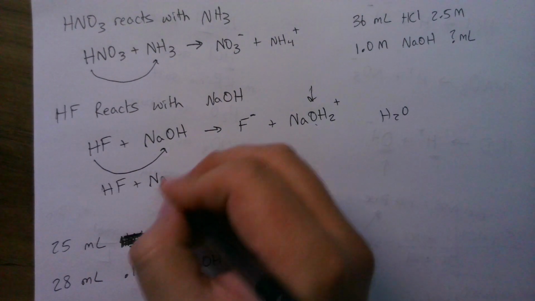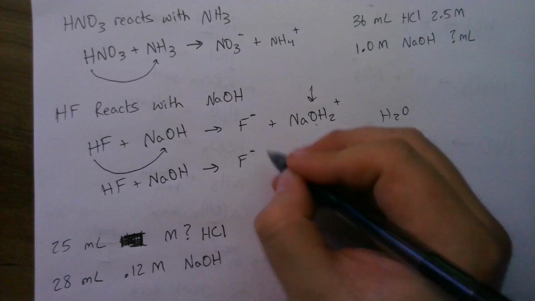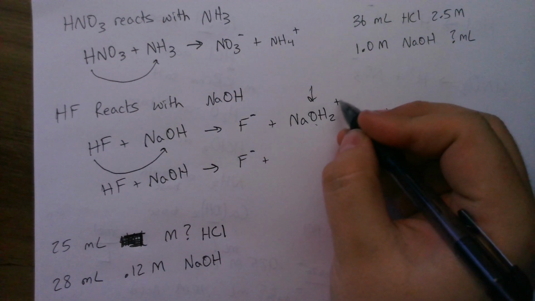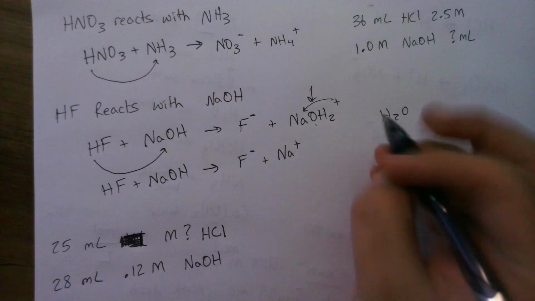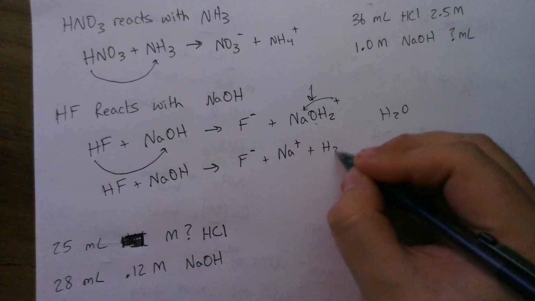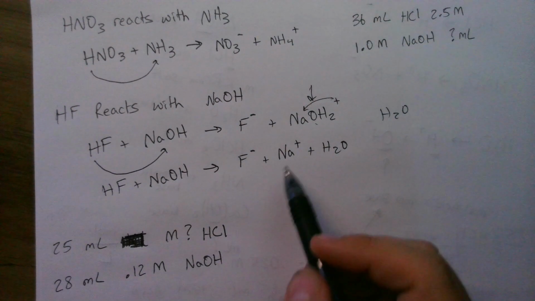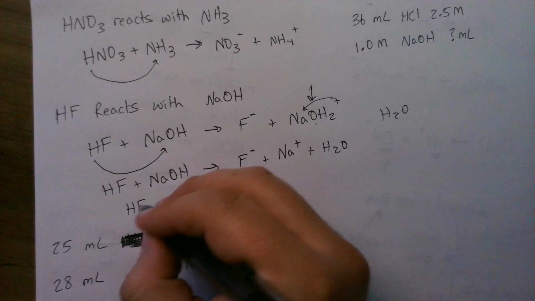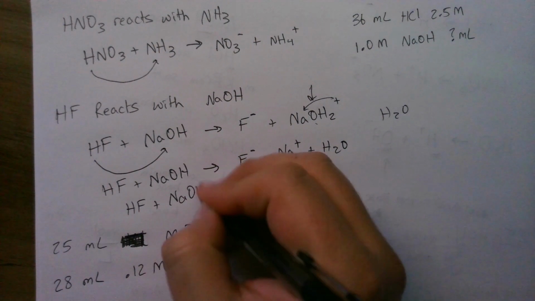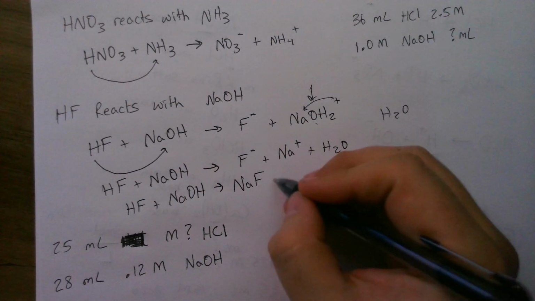So the left side will stay the same. You have an F minus. The Na takes the positive charge because that helps it satisfy the octet rule. And then that H2O floats around by itself. So you might see it written like that. But now you have a positive and negative ion, so you might also even see it like this, where we just combine those two together to make NaF and H2O.